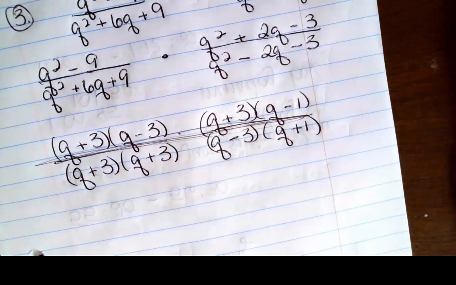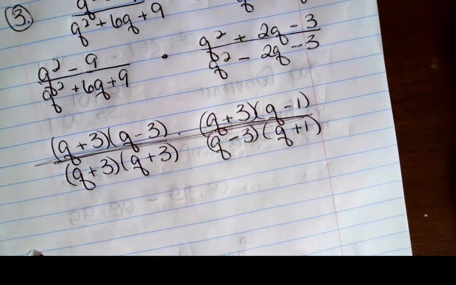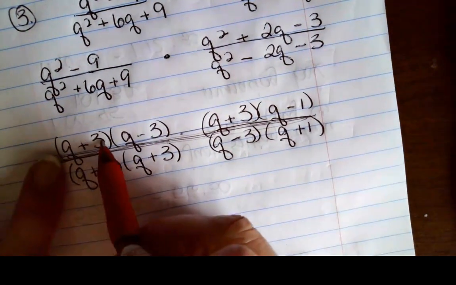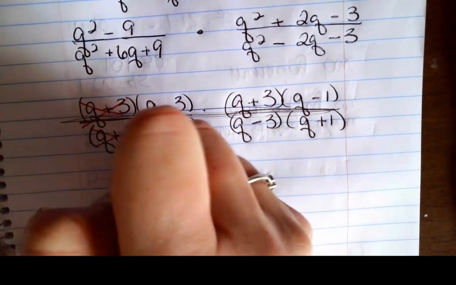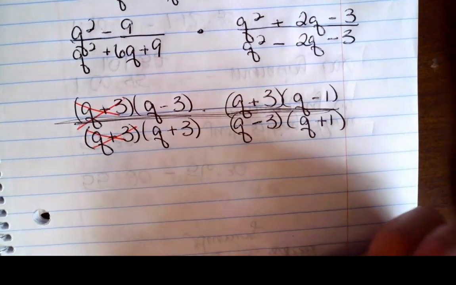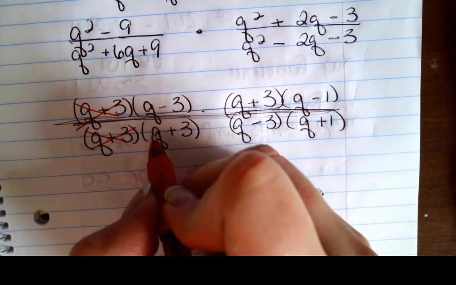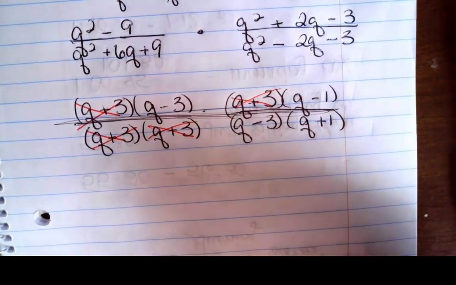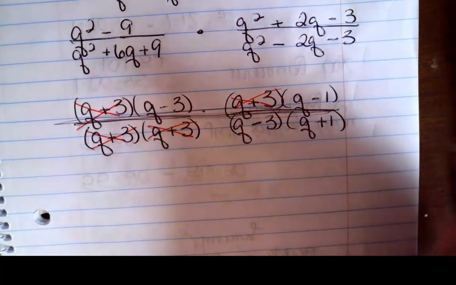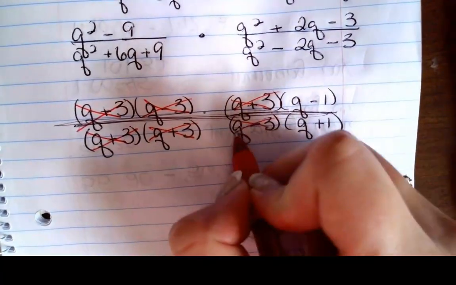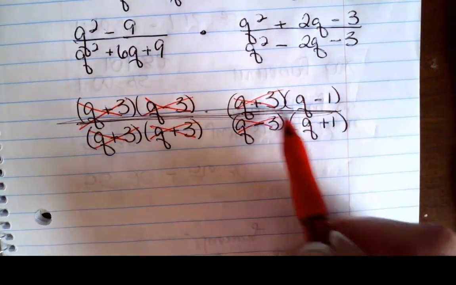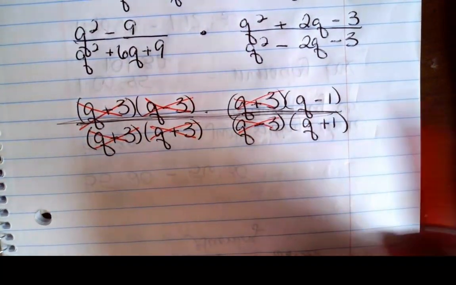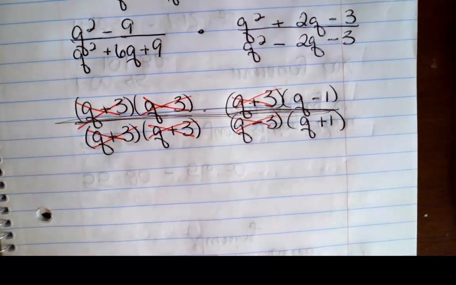And now we can go in, after I find my red pen, and start reducing. So I've got a q plus 3 over a q plus 3. So any number divided by itself is 1. I've got a q plus 3 and another q plus 3. So any number divided by itself is 1. I got a q minus 3 and a q minus 3. So any number divided by itself is 1. That leaves me with a q minus 1 over a q plus 1, which is two completely different numbers.